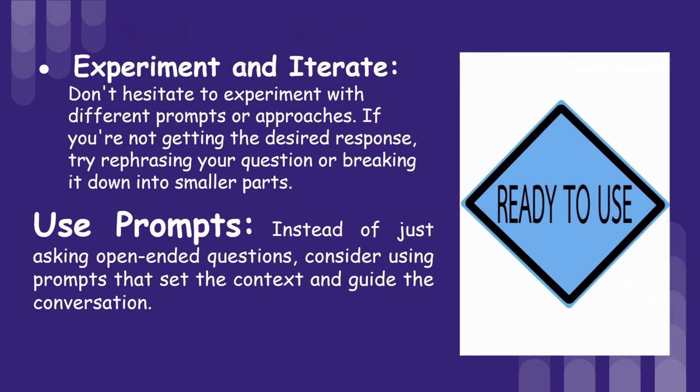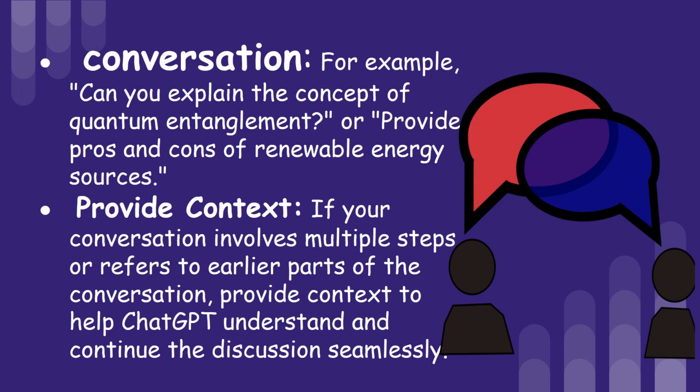Experiment and iterate. Don't hesitate to experiment with different prompts or approaches. If you're not getting the desired response, try rephrasing your question or breaking it down into smaller parts. Use prompts. Instead of just asking open-ended questions, consider using prompts that set the context and guide the conversation. For example, "Can you explain the concept of quantum entanglement?" or "Provide pros and cons of renewable energy sources." Provide context. If your conversation involves multiple steps or refers to earlier parts of the conversation, provide context to help ChatGPT understand and continue the discussion seamlessly.